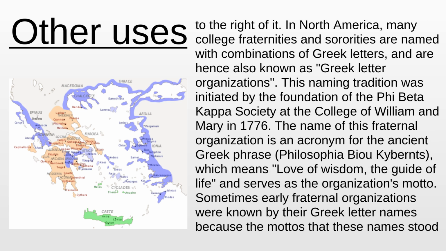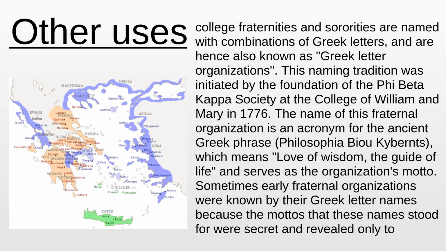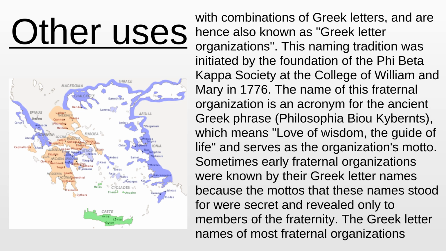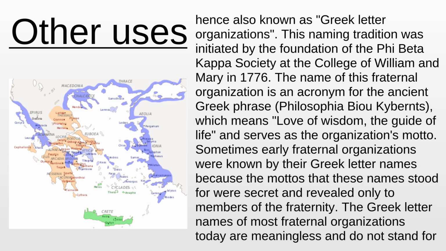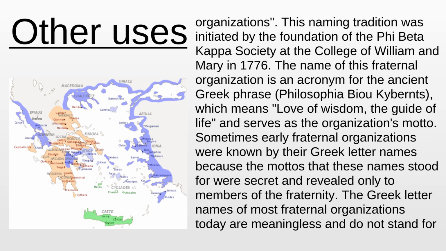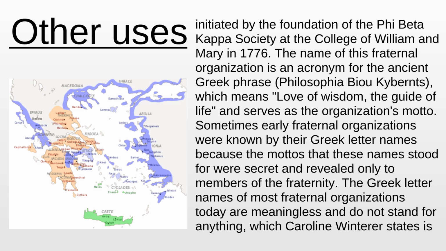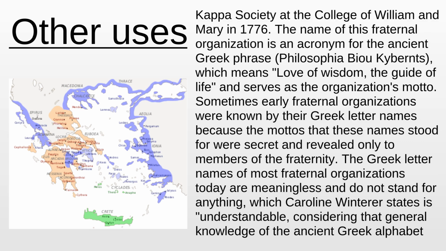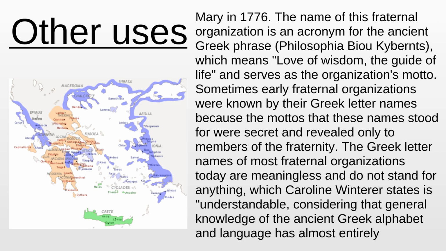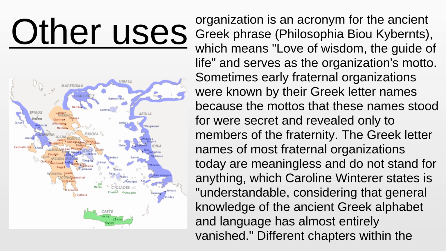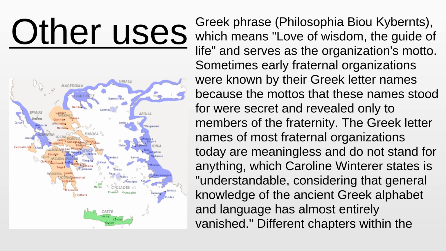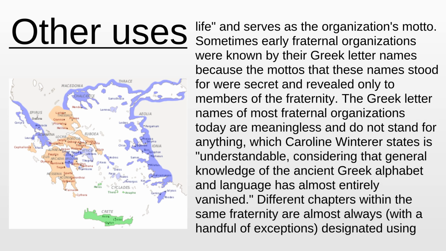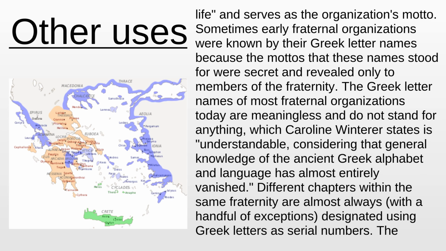In North America, many college fraternities and sororities are named with combinations of Greek letters, and are hence also known as Greek letter organizations. This naming tradition was initiated by the foundation of the Phi Beta Kappa Society at the College of William and Mary in 1776. The name of this fraternal organization is an acronym for the ancient Greek phrase, Philosophia Biou Kybernetes, which means love of wisdom, the guide of life, and serves as the organization's motto.